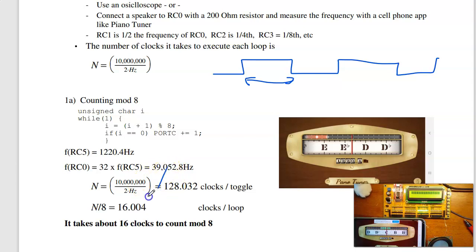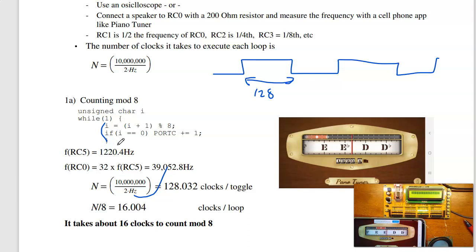So plugging in 39 kilohertz into hertz, it is 128 clocks between edges. So that's 128. With this code, every 8th loop I toggle. So take that divided by 8, I get 16. So this loop right here takes about 16 clocks to go all the way through it. And that kind of makes sense.